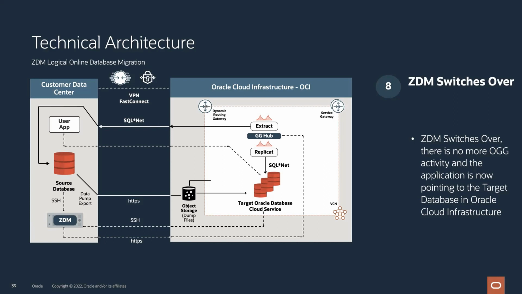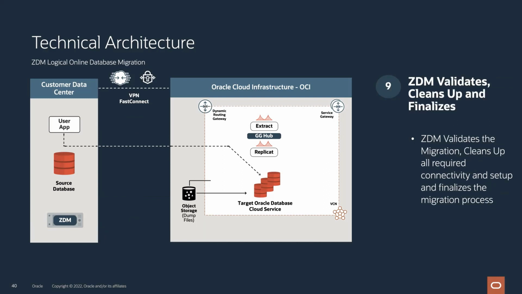And at that moment, what ZDM needs to do is clean everything up. So you have the application connected to the target database, all validation of the migration was done, post checks to be sure that there was nothing wrong, and then cleanup of connectivity setup, and then finalizing gracefully the migration process for you. So that's pretty much how it would work.